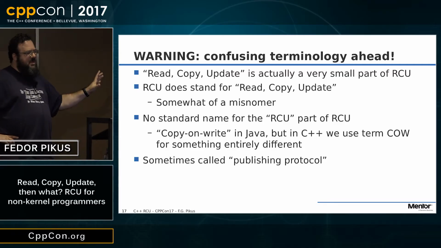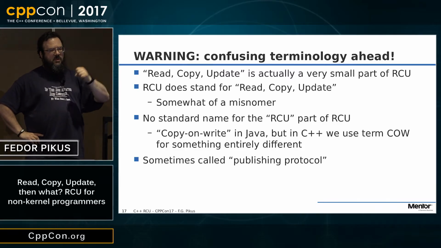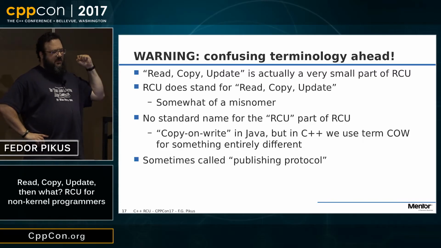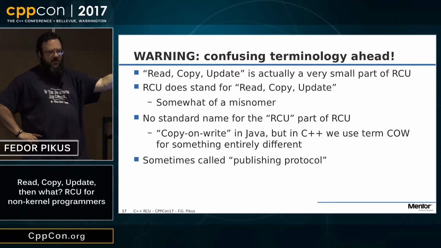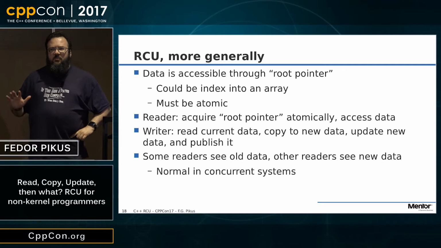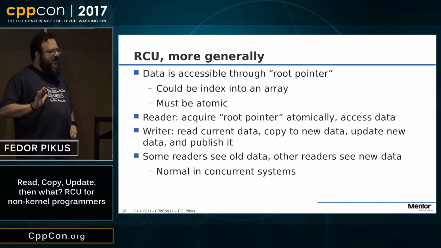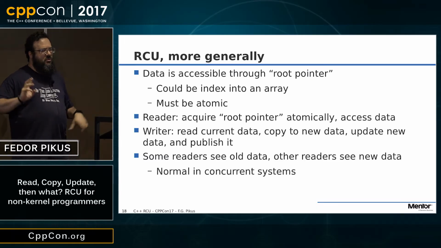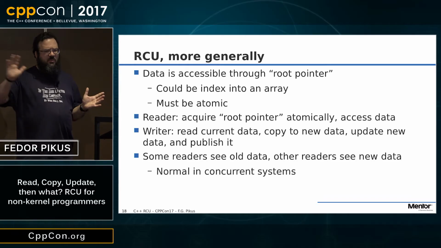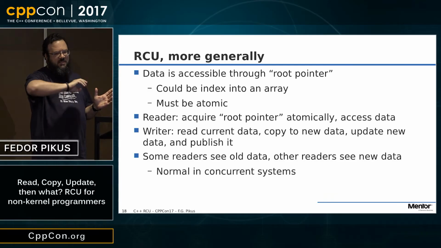So publishing protocol refers to this protocol where I may read the old data if I need it. I'm going to copy it to the new data, I'm going to modify it, and then in a single atomic transaction, I'm going to reveal it, publish it to the world. Now, more generally, it's not always a pointer. In general, this publishing protocol involves the use of something I will call a root pointer, and it's not always actually a pointer. It could be, for example, an index into an array. But it's something that if you have it, it gives you access to the rest of the data.